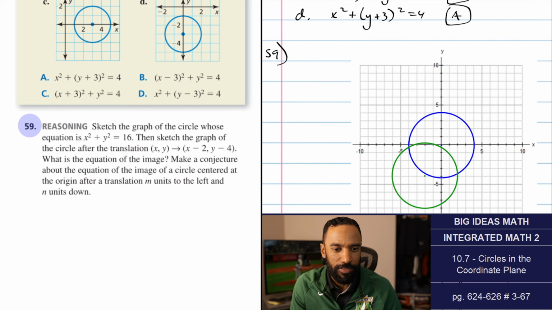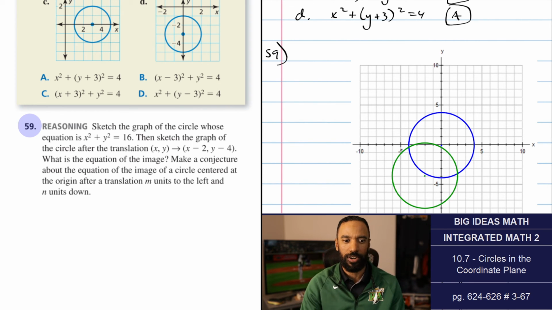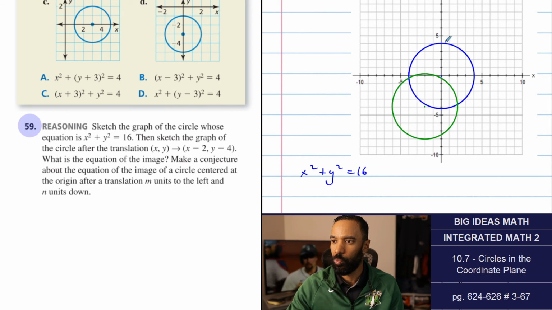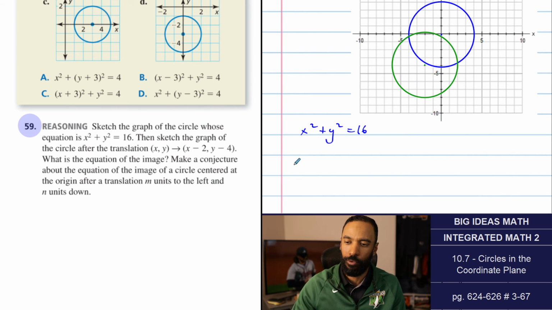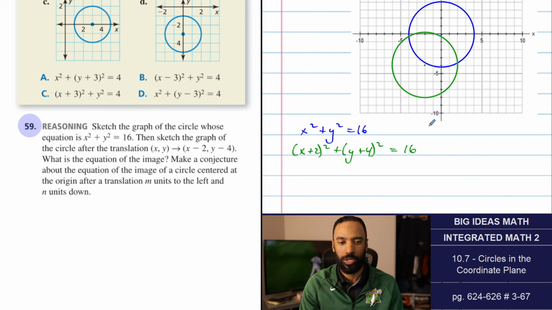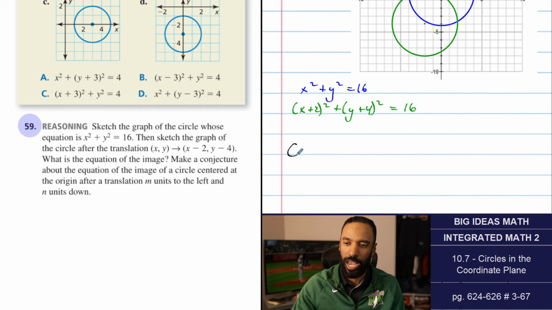What is the equation of the image? Make a conjecture about the equation of the image of a circle centered at the origin after translation m units to the left and n units down. So the original equation was x squared plus y squared equals 16. This one, with 2 to the left and 4 down, is x plus 2 quantity squared plus y plus 4 quantity squared equals 16.